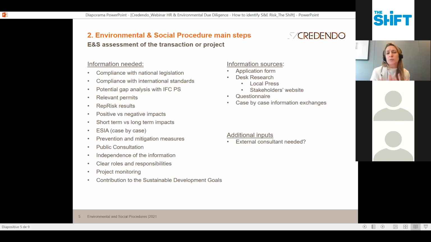See how the transparency of the project is in place. Are there some public consultations? And also an important part I will check is the roles and responsibilities, because it's important to see, in case of ENS issues, who will be responsible for this.